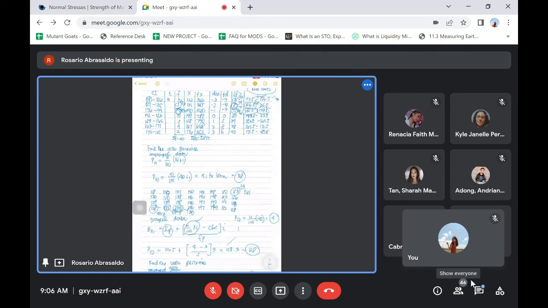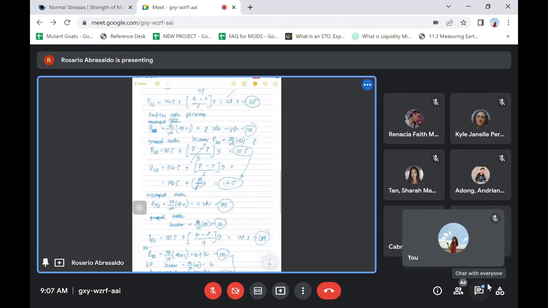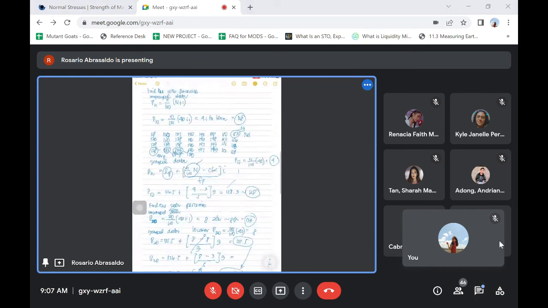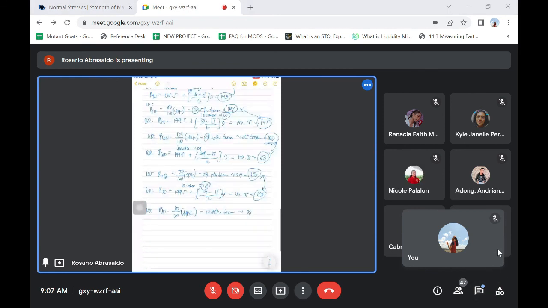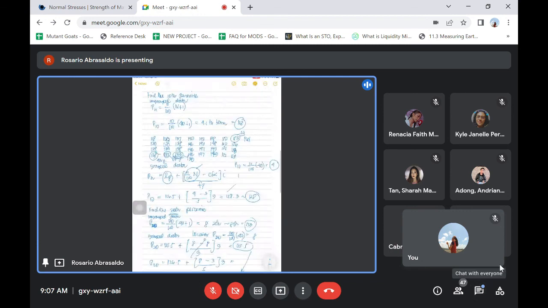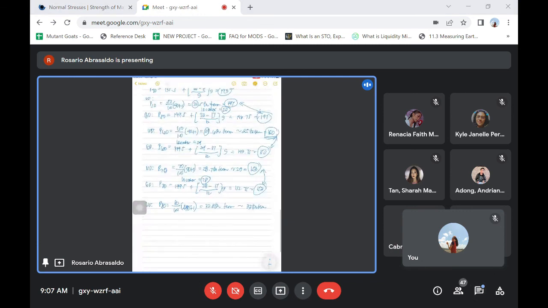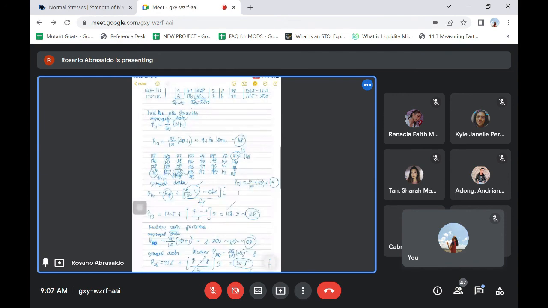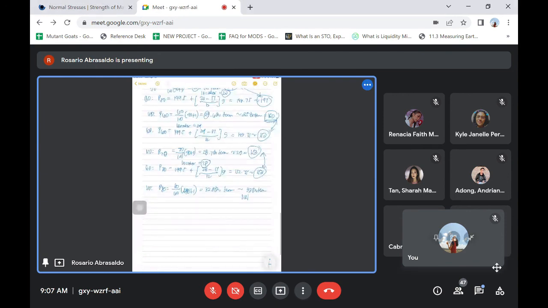Kung imo siyang i-round off og 33 term, mahimo siyang 161, no? Pero kung 32 ra siya, 159 ra siya. 159, pero try to see.